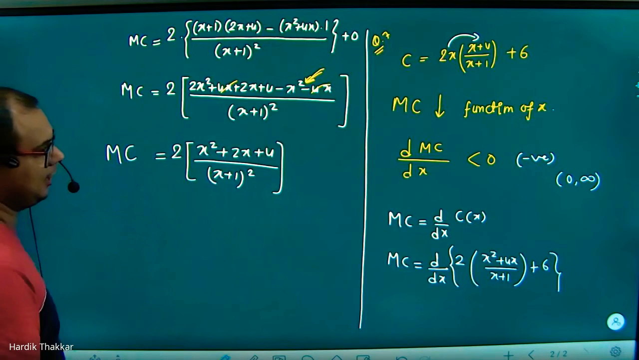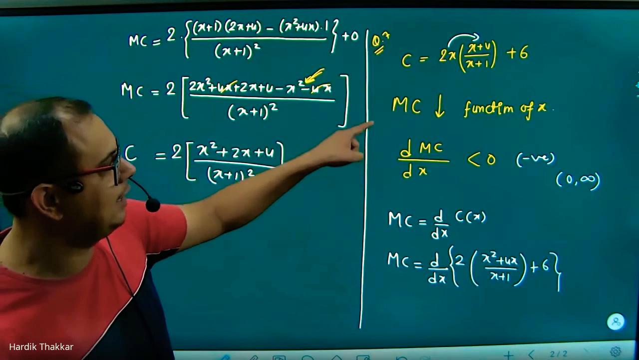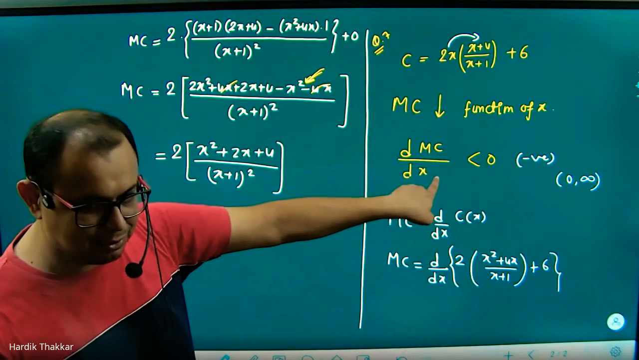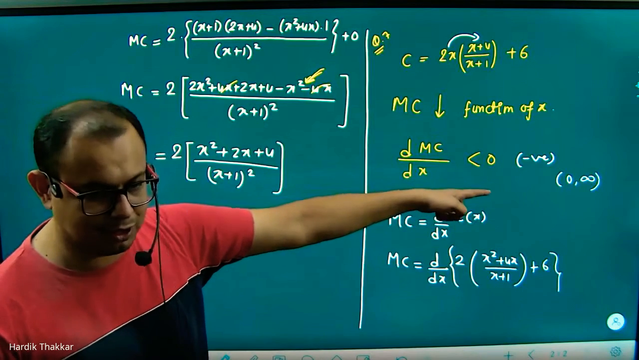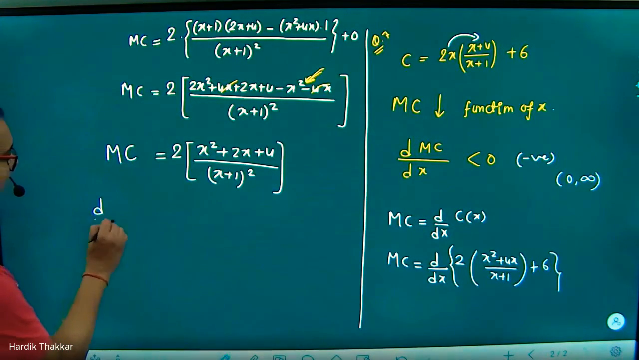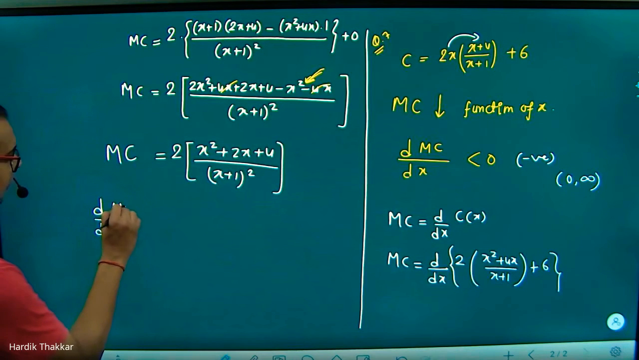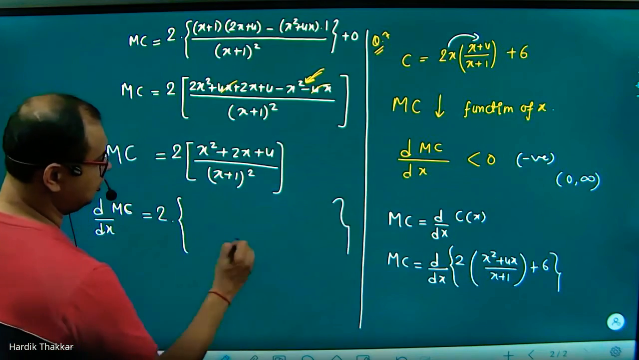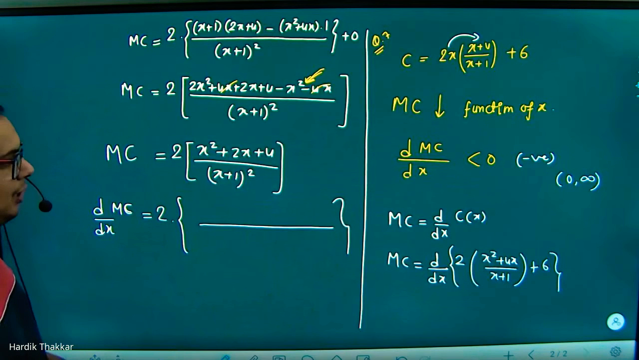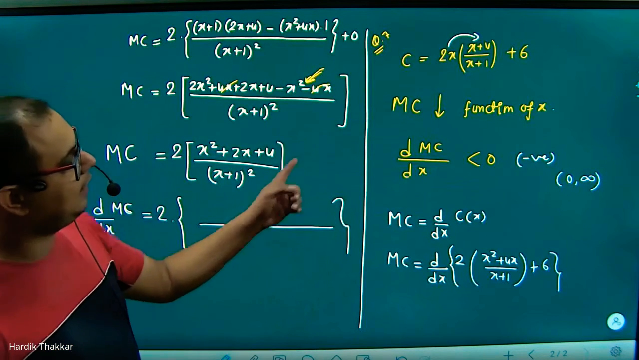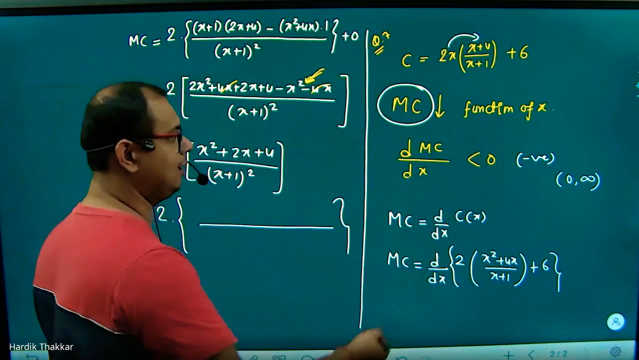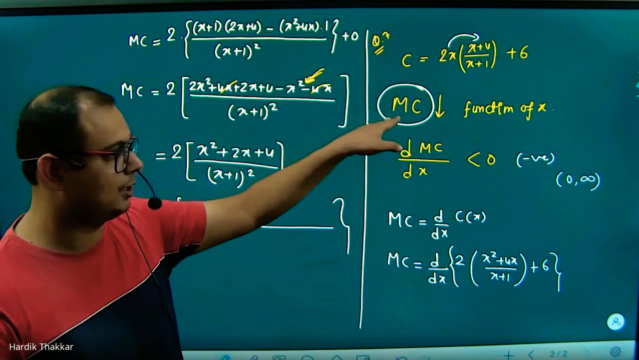Now look at the question again. What do we have to do? We have to show that MC is a decreasing function. For that, we have to again differentiate MC in order to check whether it is negative or positive. So we will find d by dx of MC. So the derivative of this function will be, first we will take 2 outside, and we will again apply the quotient rule. We need critical points, yes, but after differentiating MC, because here we have to check whether MC is increasing or decreasing. So here it is our objective function.